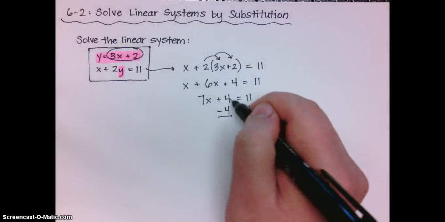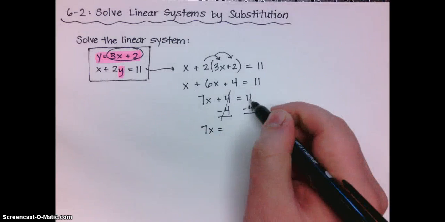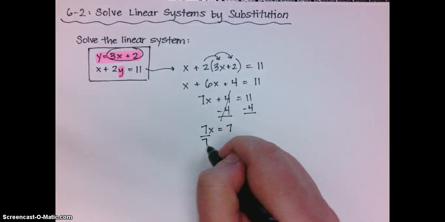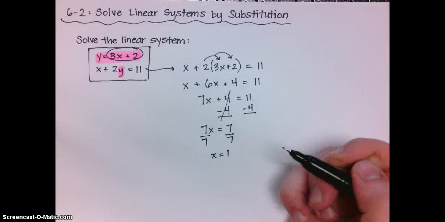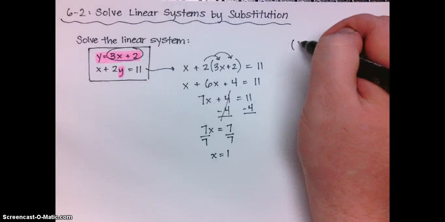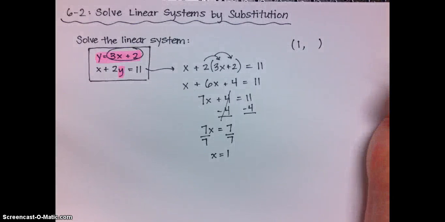You've had a lot of practice with this, with getting the variable all by itself. And 11 minus 4 is 7. One more step to get the x by itself. I'm going to divide both sides by 7, and x is equal to 1. Okay, so in my coordinate for my solution, I have the x value. It's going to be 1. I'm still looking for that y value though.